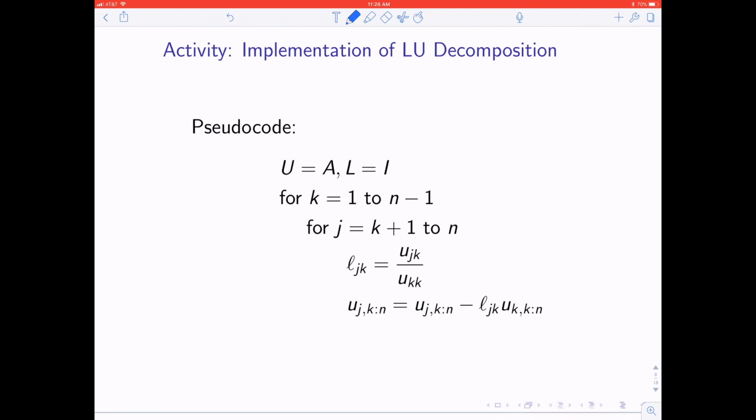I'm not going to go through this, but in case you're interested in the pseudocode for writing up the LU decomposition, this can be a handy reference.